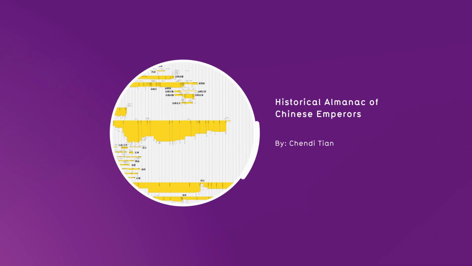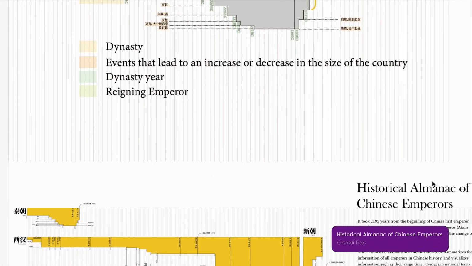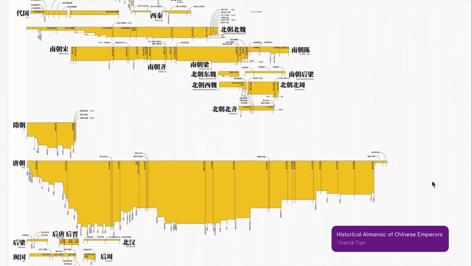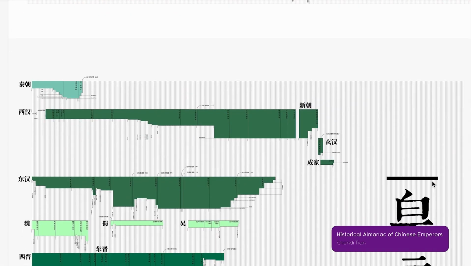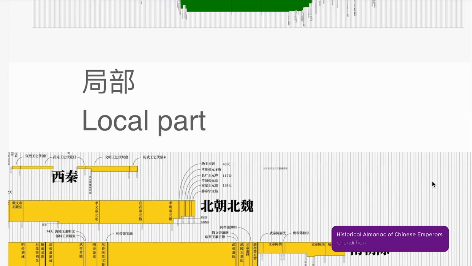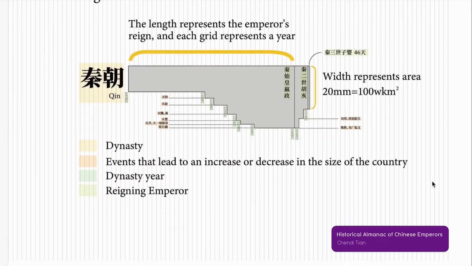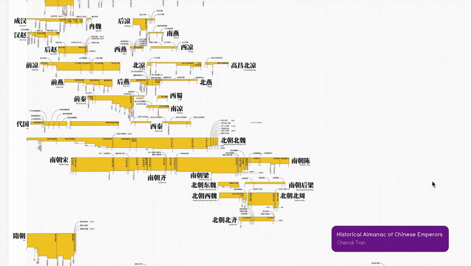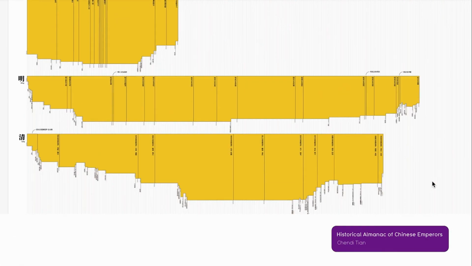Historical Almanac of the Chinese Emperors by Chen Ditian. The Historical Yearbook of Chinese Emperors summarizes the emperors in the year 2195 and shows the change of the area, the reasons, the change of the regime, and the ruling time.